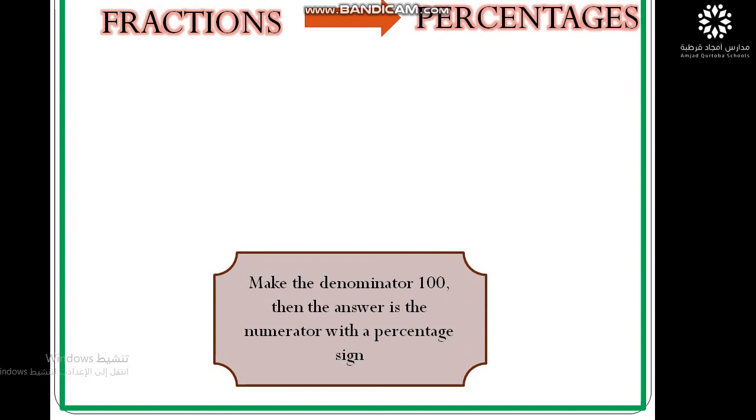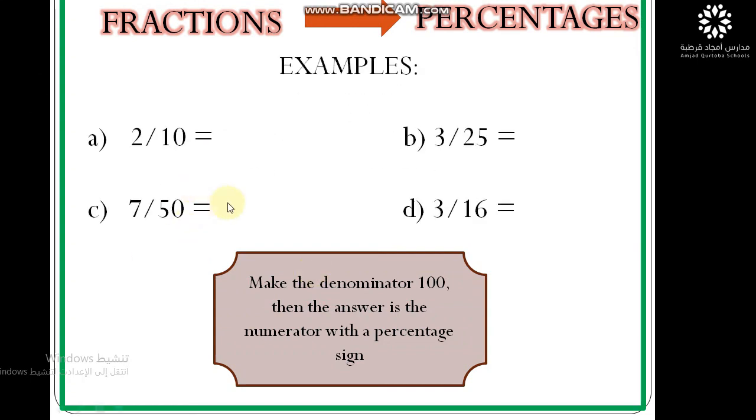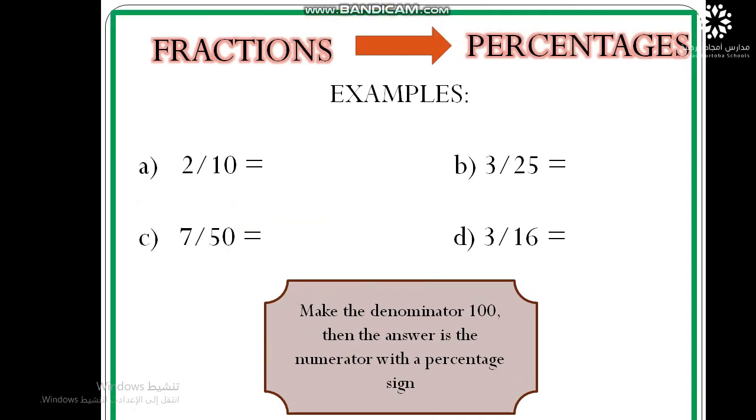Fraction to percents. To make any fraction as percent, you must make the denominator as 100 only. Then you will remove the denominator and put the sign of percentage. How? 2 over 10. 10 will be 100, so I will multiply by 10 up and down. So it will be 20 over 100 equal 20%.